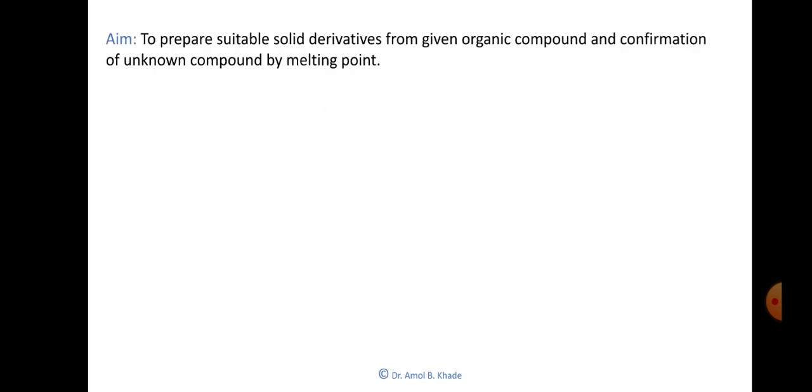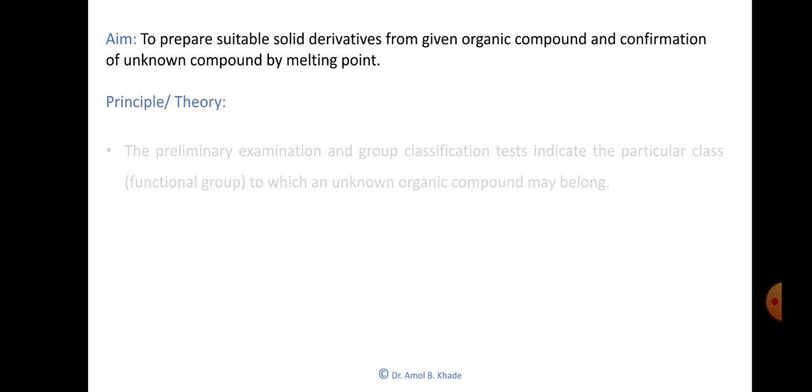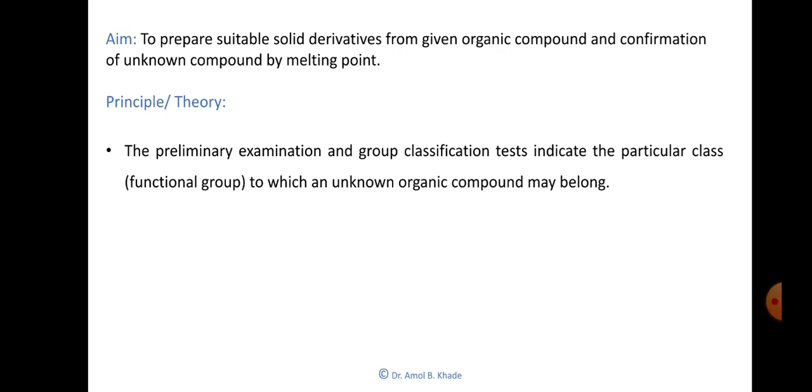So we'll see how the derivative can be prepared and how it will help you to identify the given compound. The aim of this experiment is to prepare a suitable solid derivative from the given unknown organic compound and then confirm the compound by finding out its melting point. We'll see what the theory or principle behind this particular derivative preparation is.